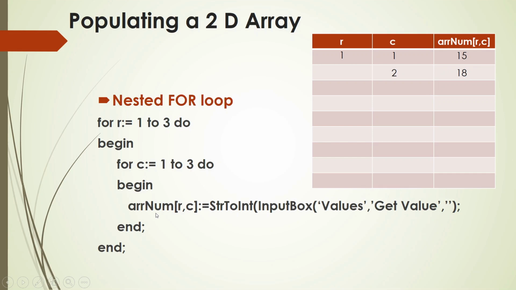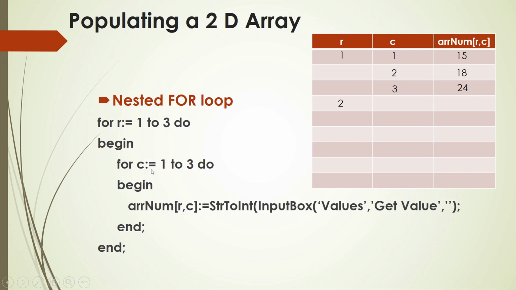I increment my C loop. I then go up and C is now 3. I'm getting a value in 1, 3. The first row, third cell, I'm getting a value from an input box. The value is 24. My inner for loop is now completed. I now increment my counter for my outer for loop. My outer for loop now goes to 2. I test my condition. Is 2 less than or equal to 3?